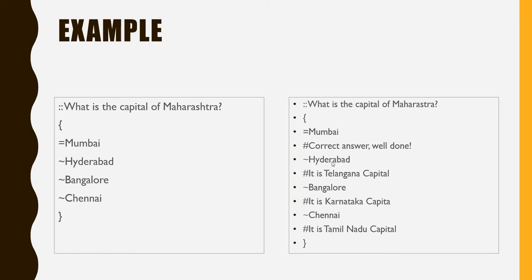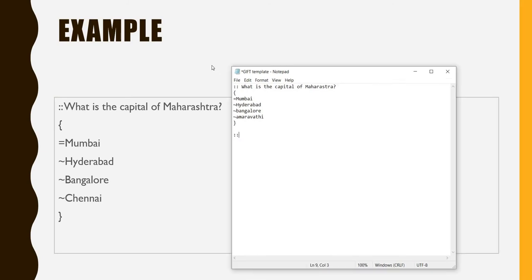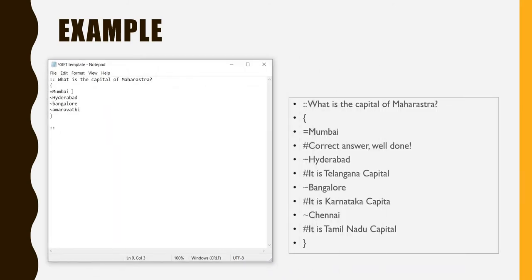The same multiple choice questions, actually there is a little more modification. If the teacher wishes to give the student a feedback for the answer he gives, then this format is to be followed. For example, in this same example, what is the capital of Maharashtra? Mumbai is the right answer. If the teacher wishes to tell the student that he has done a good job, the teacher can give a feedback. Just click enter after the option, type hash, and then you can give your feedback.